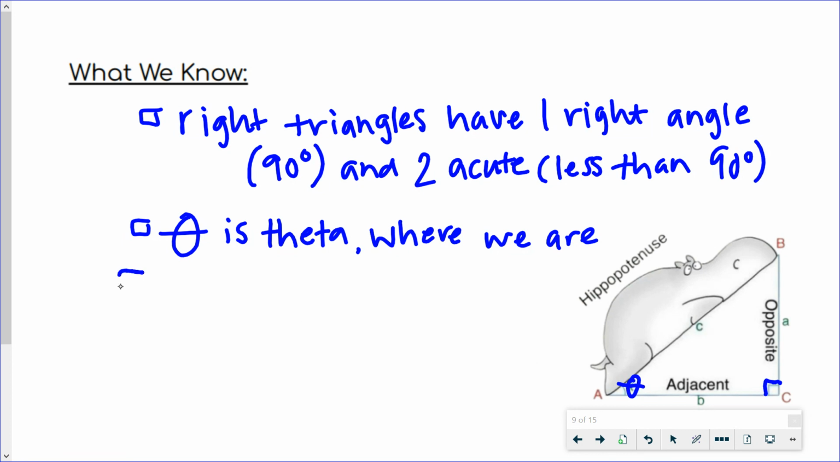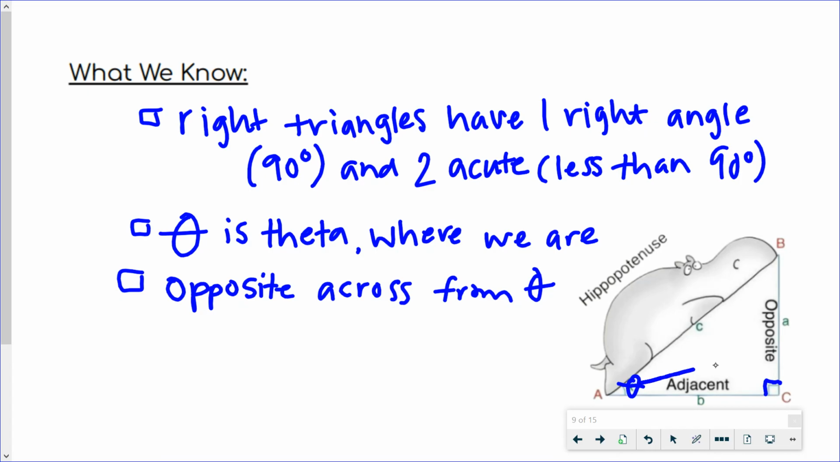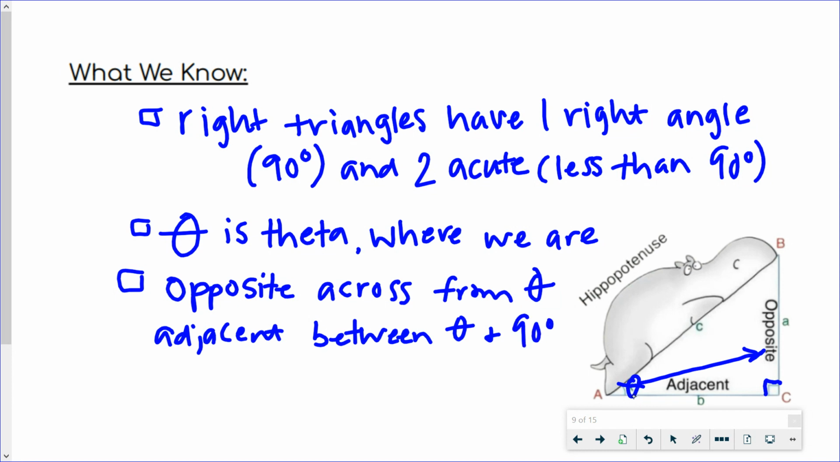The opposite side of a right triangle is always across from theta. Okay, so if I go to theta and I go to a side that's across the triangle from it, I get to the opposite. The adjacent side is always between theta and 90 degrees. So if my theta is here and my 90 degrees is here, this side on the bottom is my adjacent side.